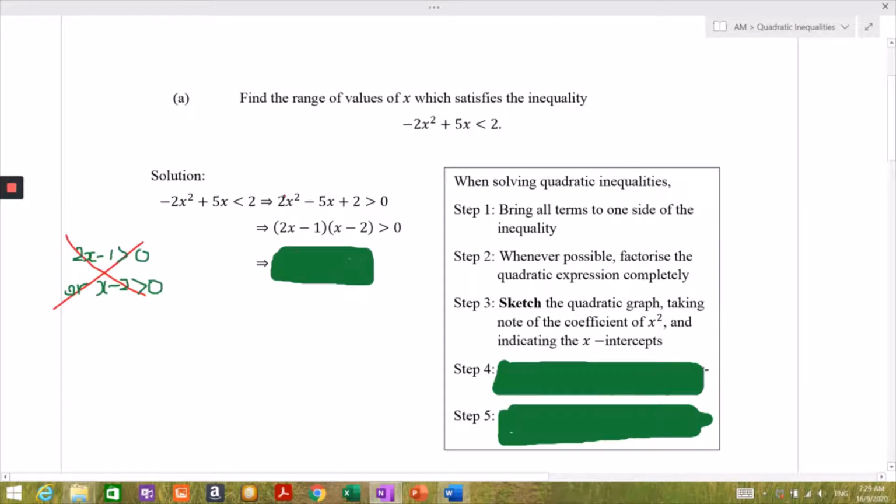So here, being a quadratic expression where the coefficient of x squared is positive, which is 2 over here, it's a U-shaped smiley face. And the point about factorizing over here is so that you know what the x-intercepts are for the graph. So here we just draw a graph, U-shape, cutting through the x-axis, and we know that the x-intercepts are half and 2.